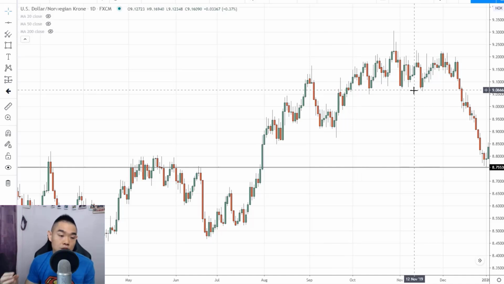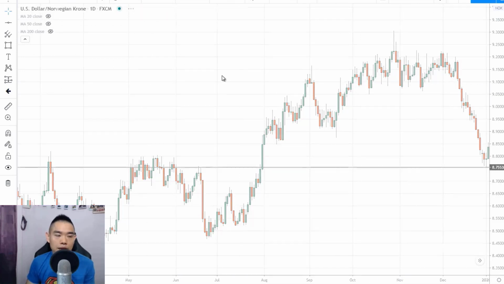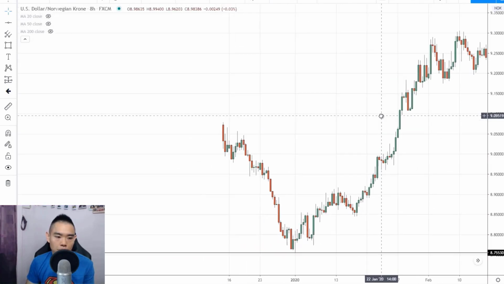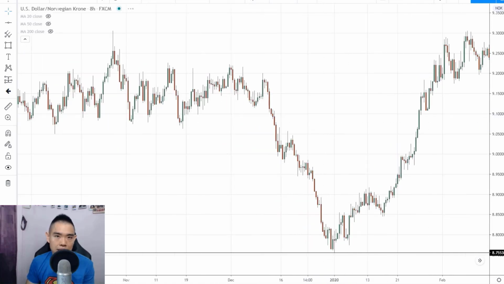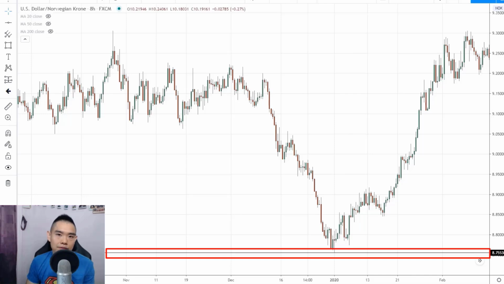What now? This is where you can go down to a lower time frame and look for a break of structure. So I'm going down to a lower time frame, let's say now the 8-hour time frame, and have a look for a break of structure. At this point, you can see that this black line over here is the same level that we have seen earlier.